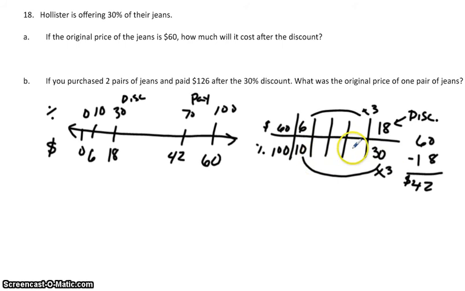Or I would find 70%. 10 times 7 is 70. 6 times 7 is 42. This amount right here is how much I'm going to pay.